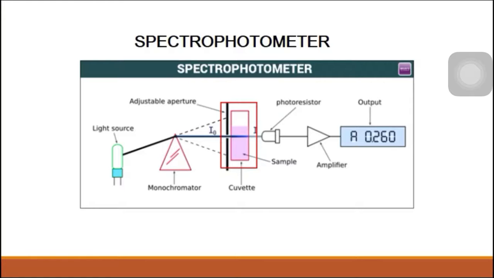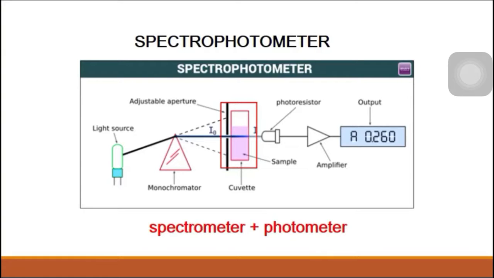Now, a spectrophotometer is called a spectrophotometer because it's made up of two instruments, a spectrometer and a photometer. A spectrometer is used to produce light of any wavelength. The photometer, on the other hand, is used to measure the intensity of the light.